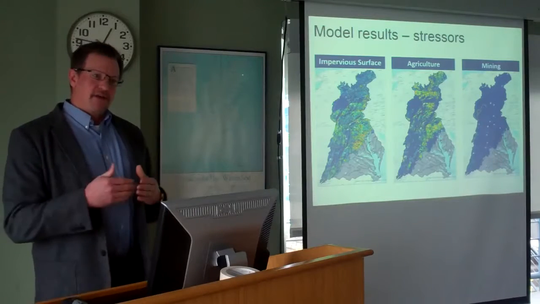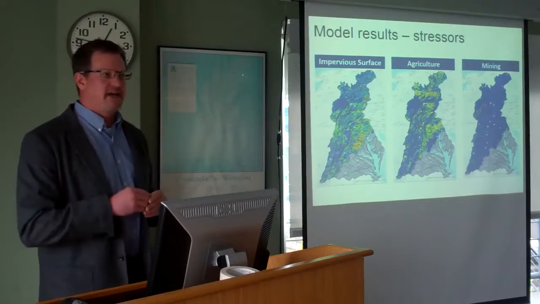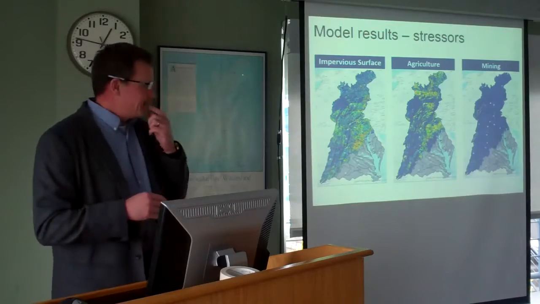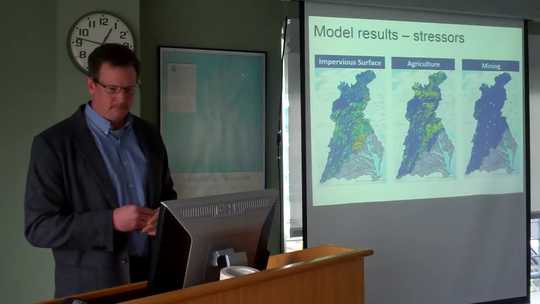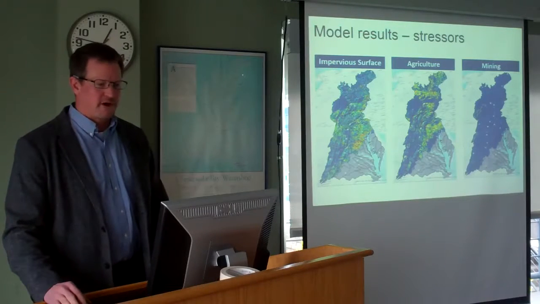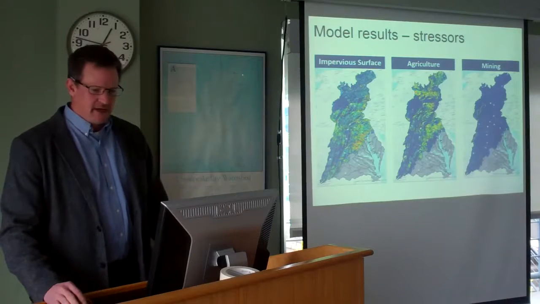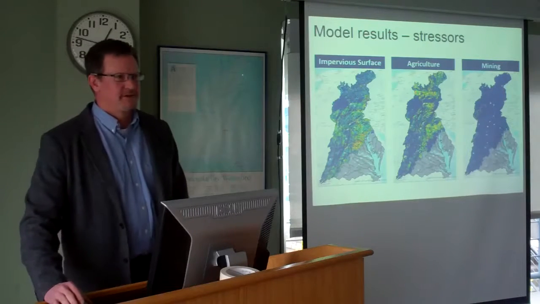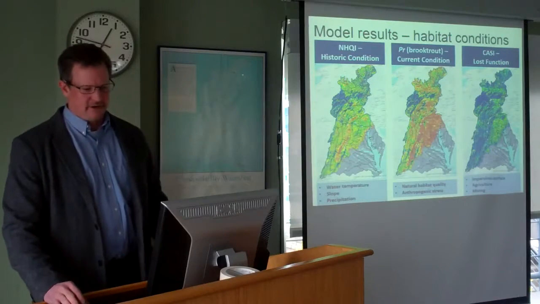The other neat thing that we can do with the system is we can back out the stress that's related to any particular stressor. So here's the map of stress related to impervious surface, agriculture, and mining. And then ultimately these things coalesce to produce the overall stress map for brook trout in the watershed. And you can pretty well see that there's only a handful of areas where there's no stress. But that's reflected in this previous map.